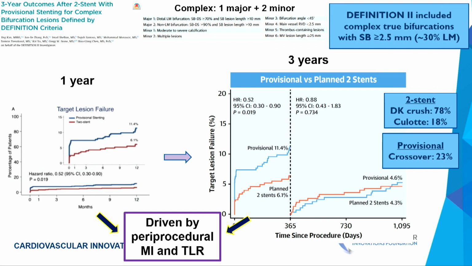Another important study is both the 1-year and 3-year follow-up of the DEFINITION II trial, which included true complex bifurcations with a side branch of at least 2.5 millimeters, and one third were left mains. Patients treated with a two-stent approach, which was DK crush in almost 80% of patients, had a lower incidence of target lesion failure at 1-year follow-up, driven by peri-procedural MI and target lesion revascularization. The results were maintained at 3 years. However, all the differences were driven in the acute peri-procedural period, mainly by procedural MI.